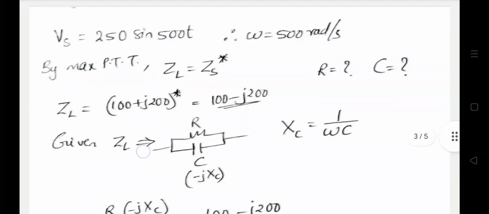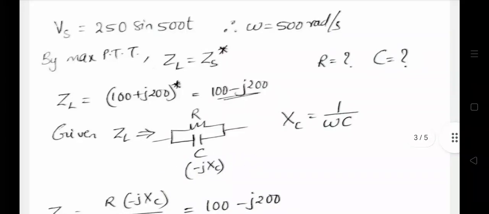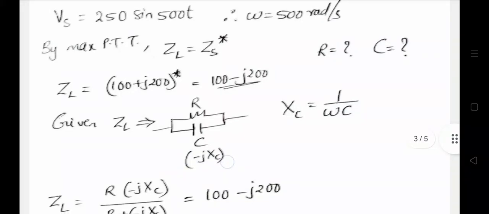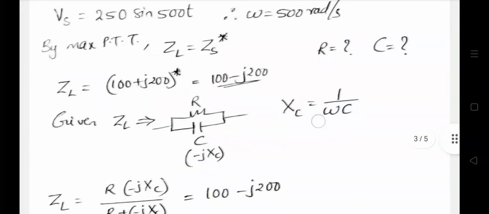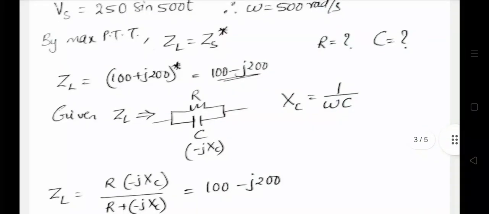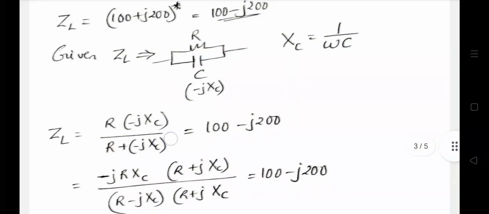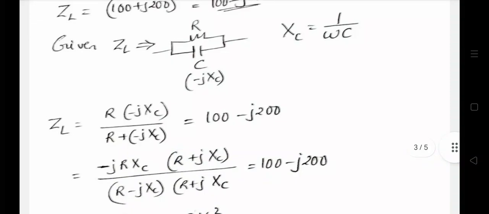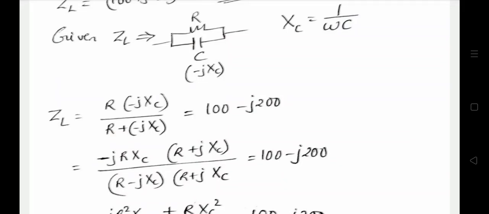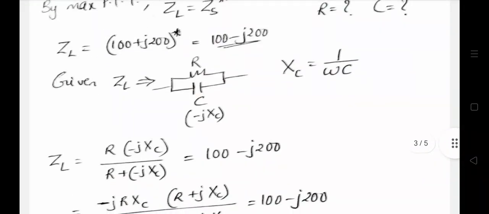Given that the load impedance Zl is a parallel combination of a resistor and a capacitor, there is a capacitive reactance, that means minus jXc. We know Xc is equal to 1 by omega C, from which we can find the capacitance also. By parallel combination, Zl is equal to R times minus jXc divided by R plus minus jXc, which should be equal to 100 minus j200, because we already found that Zl should be equal to 100 minus j200.